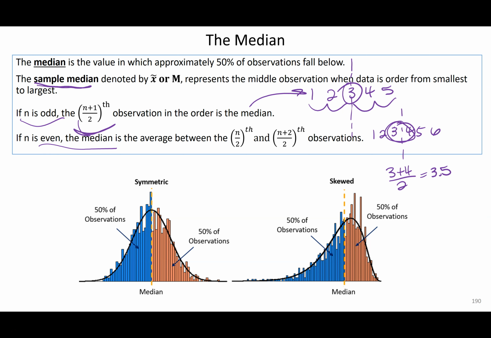Things to note: when it's symmetric, the median is going to be smack in the middle, just like the mean. When it's skewed, it's not going to be pulled towards the tail like the mean is, but it's going to be wherever it's located such that half are on one side and half are on the other. Just know that unlike the mean, it's not going to be strongly influenced by the outliers.